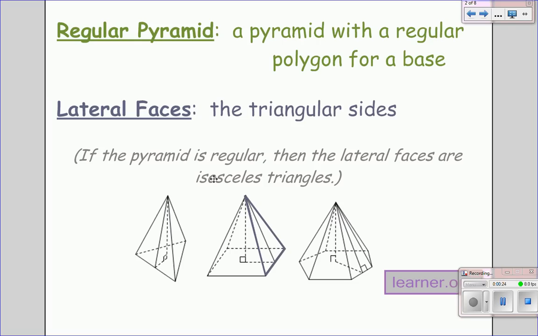The lateral faces of a pyramid are the triangular sides. Notice this is different than a prism. In a prism, the lateral faces were the rectangles. Here, it's the triangles. So if the pyramid is regular, in other words, if all the sides of the base are congruent, then the lateral faces are isosceles triangles.